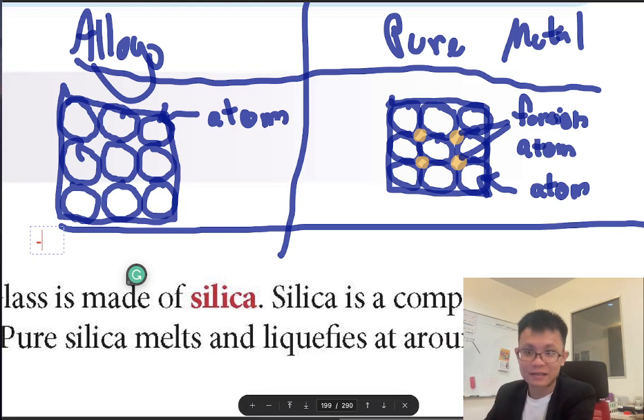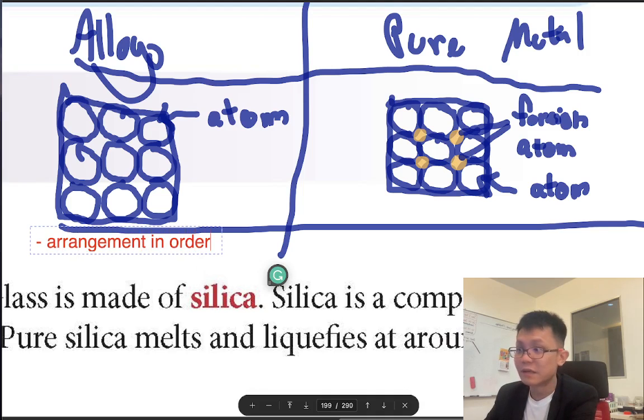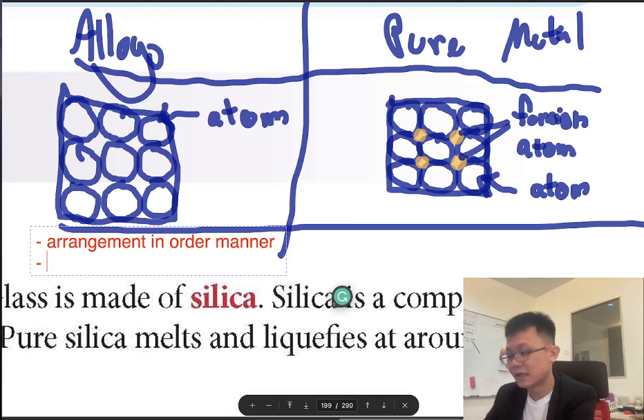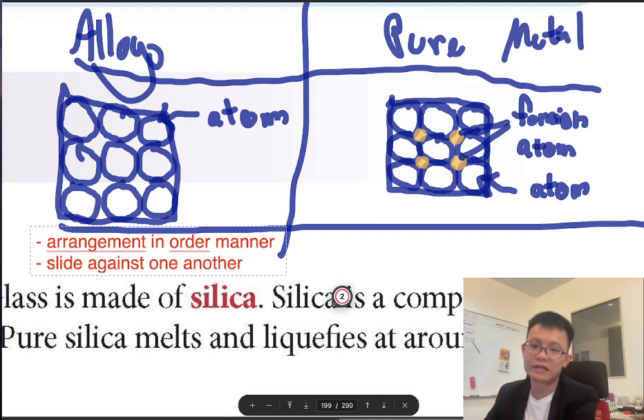You all make your own sentence. So we need to talk about the arrangement. We can say the arrangement first: the arrangement in orderly manner. And then the second keyword is slide against one another. Of course, we say no slight, that is the keyword, no slight against one another.